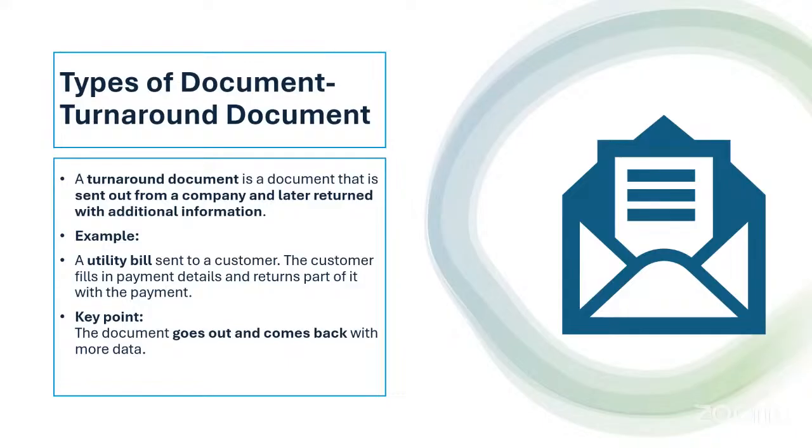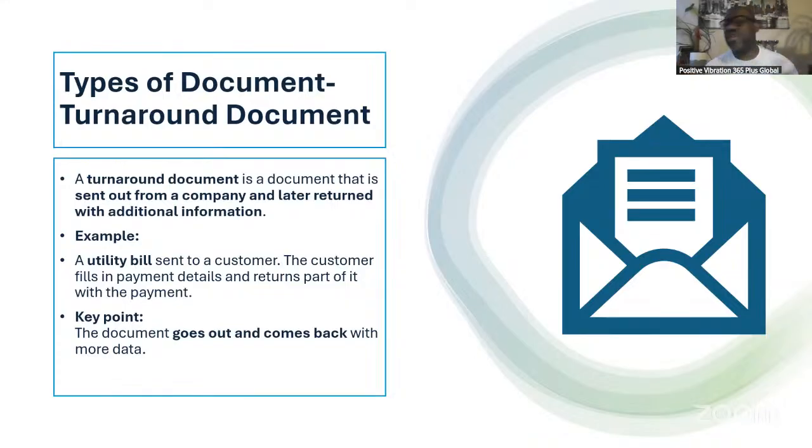All right. So next we now want to talk about some different types of documents. Not only must we know the sources, we must now know the different types of documents that exist. The first one we're going to speak about is a turnaround document. A turnaround document is a document that is sent from one company and later returned with additional information. An example is a utility bill sent to a customer.